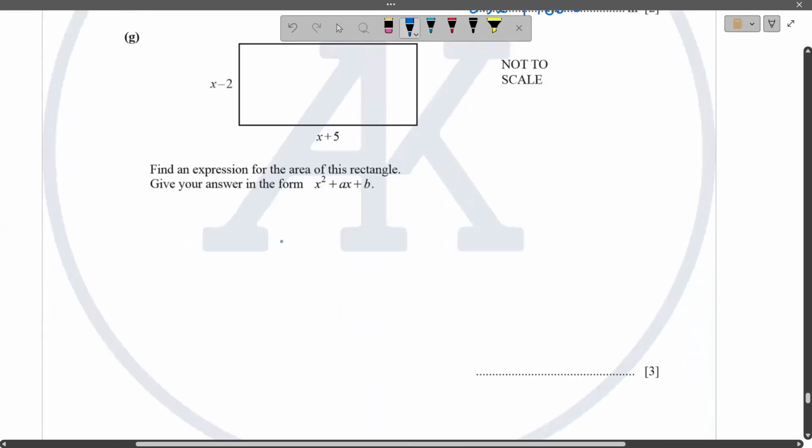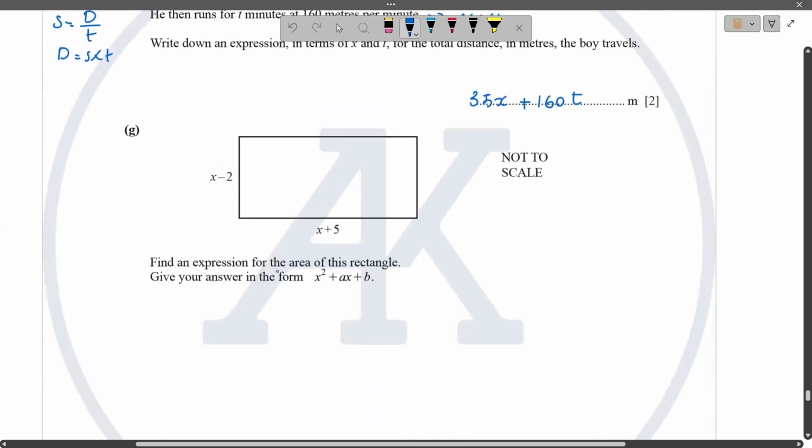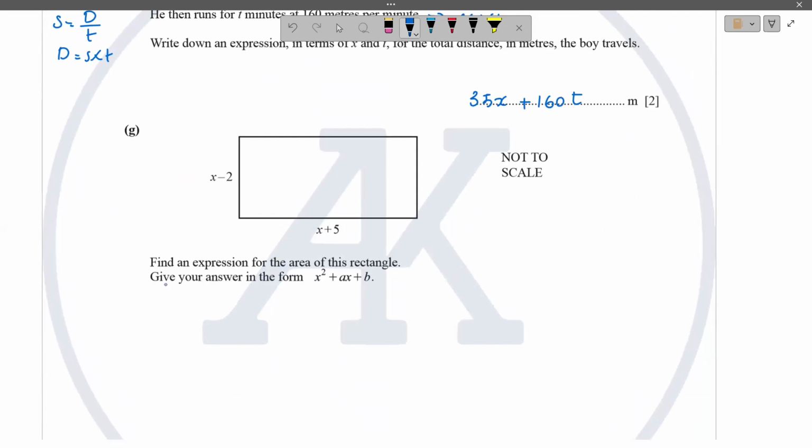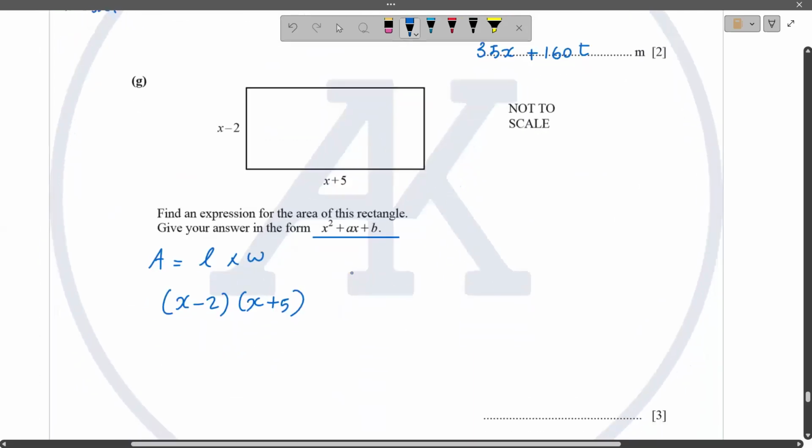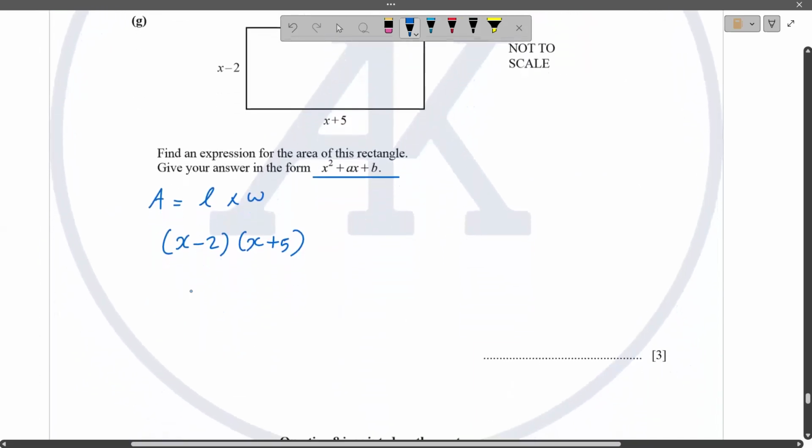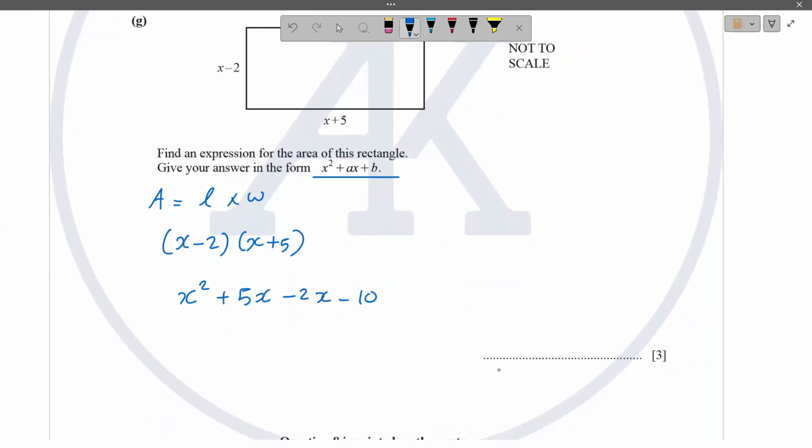Letter G, find the expression for the area of this rectangle. So the area equals length multiplied by width, x minus 2 multiplied by x plus 5. In the form of x squared plus ax plus b, means you need to expand this bracket, so it's x squared plus 5x minus 2x minus 10. So it's x squared plus 3x minus 10.